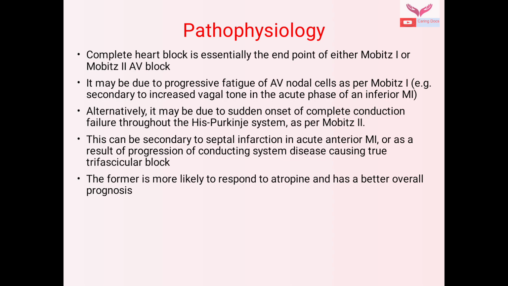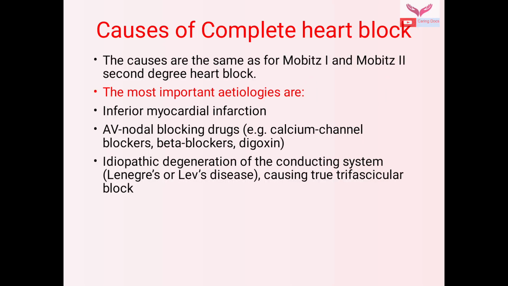This can be secondary to septal infarction in acute anterior MI or as a result of progression of conducting system disease causing the true trifascicular block. The former, that is Mobitz type 1, is more likely to respond to atropine and has a better overall prognosis. Causes of complete heart block are the same as that of Mobitz type 1 and type 2 second degree heart block.